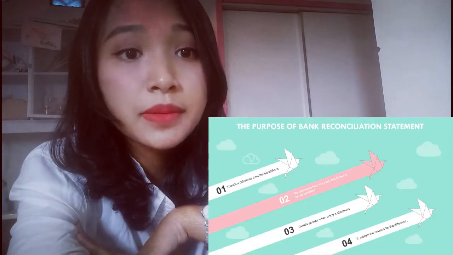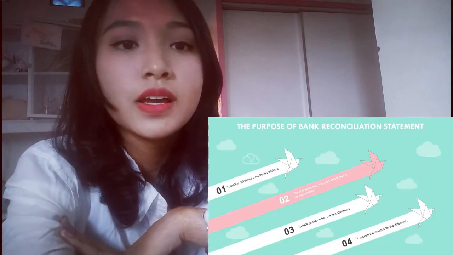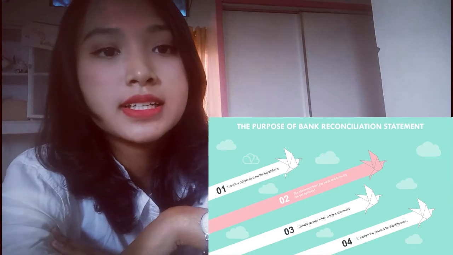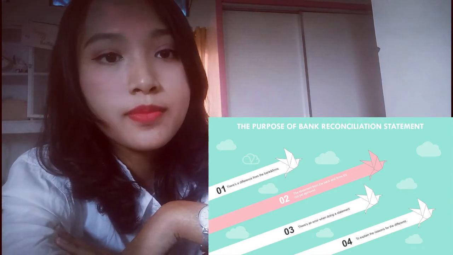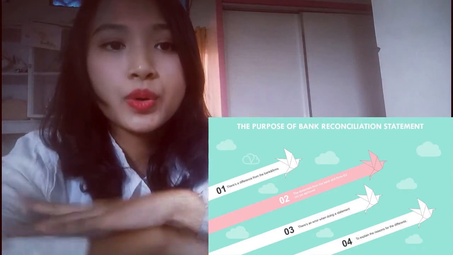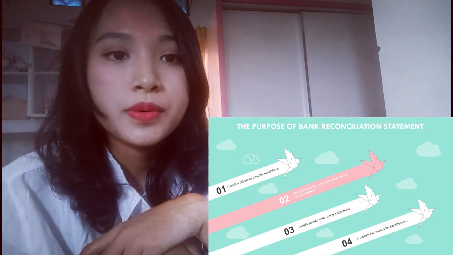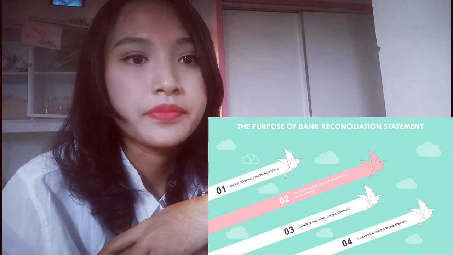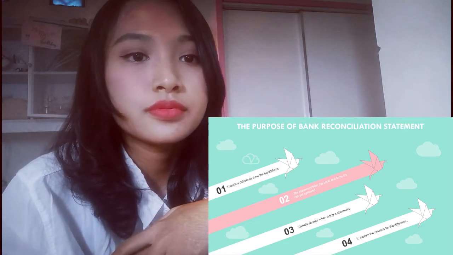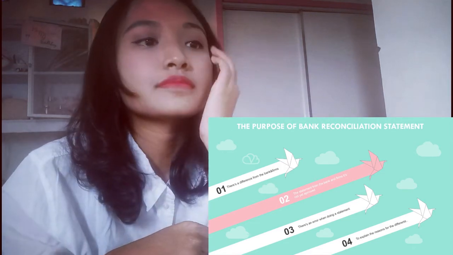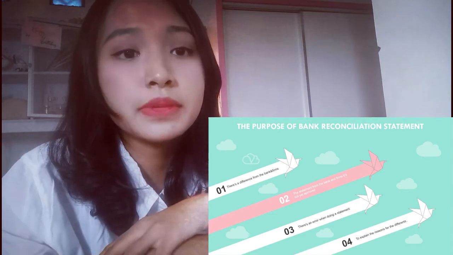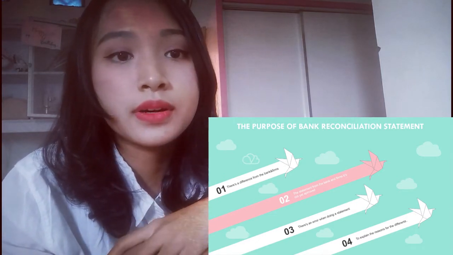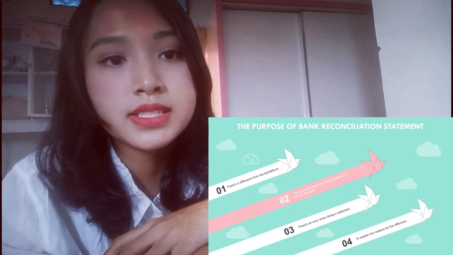Okay, now next we're going to the second part of my topics. It is about the purpose of bank reconciliation. In this part we will know why we have to make a bank reconciliation statement. Number 1 is due to timing difference, omission and error made by the bank or the firm itself.